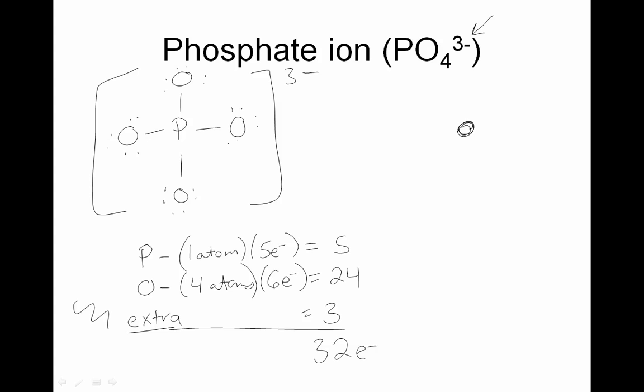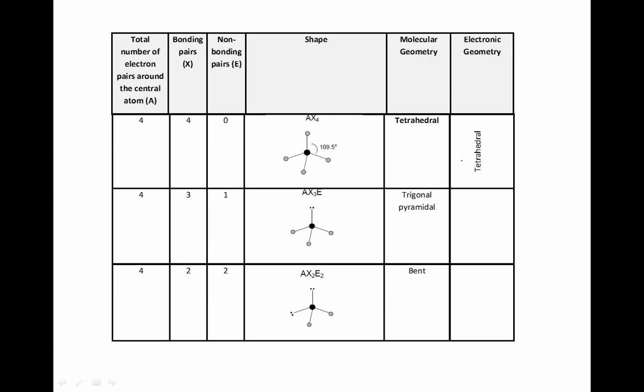So if I were to do a ball and stick model for phosphate, I would do one central atom bonded to 4 other atoms. So in naming this, what is it? 4 atoms surrounding the central atom. Tetrahedral.